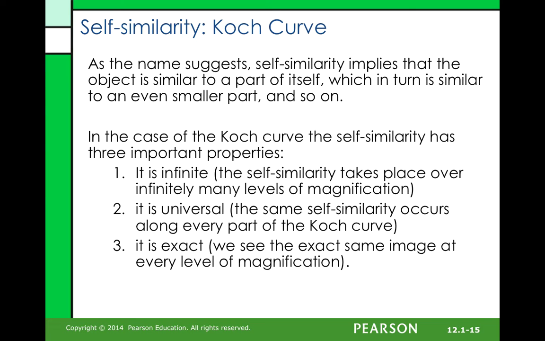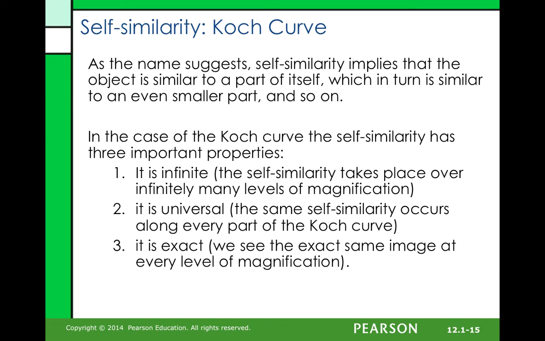So the Koch curve, the way that you describe what we just said, where you can magnify or zoom out and you won't change the actual picture, that's the idea of self-similarity. Self-similarity implies that the object is similar to a part of itself, which in turn is similar to an even smaller part, and so on.